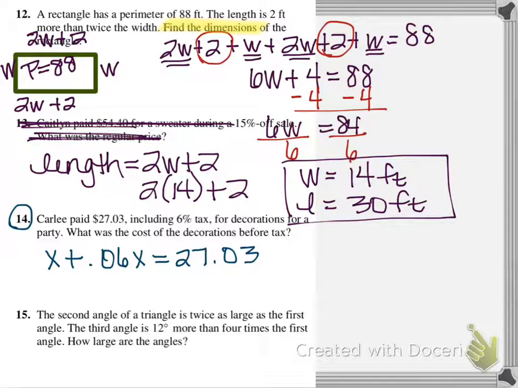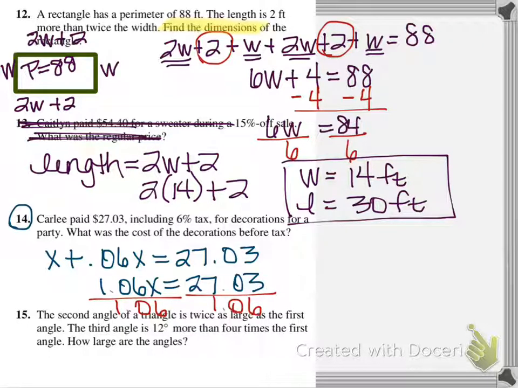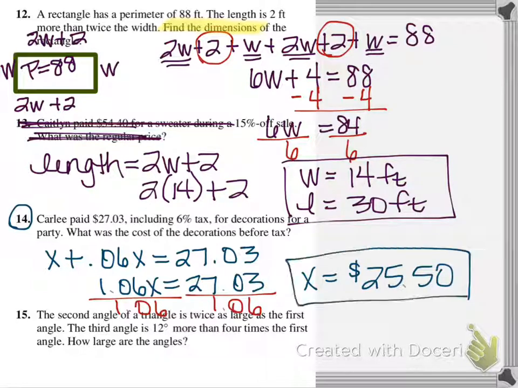$27.03. So x plus 0.06x, those are like terms. I can combine those into 1.06x. And now I can divide both sides by 1.06, and that's going to get me $25.50. So my original cost was $25.50. 6% of that was added to $25.50 to get $27.03.